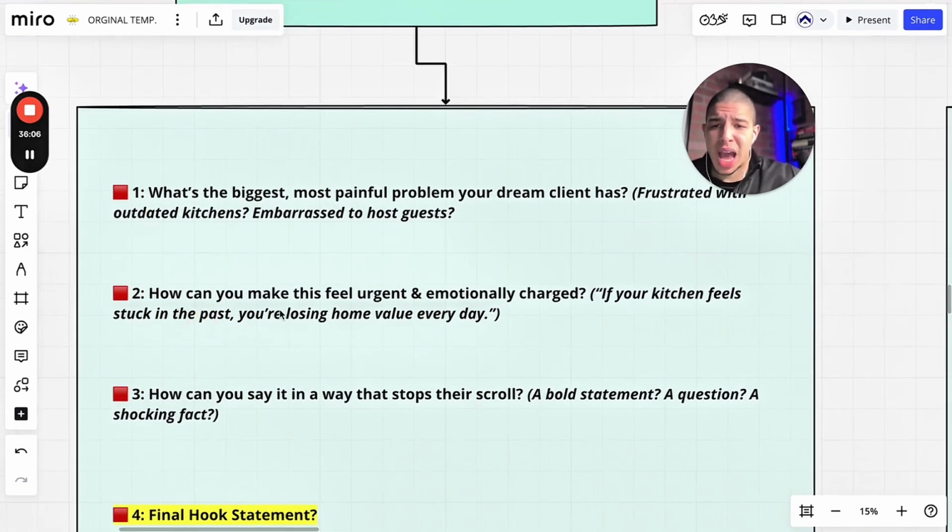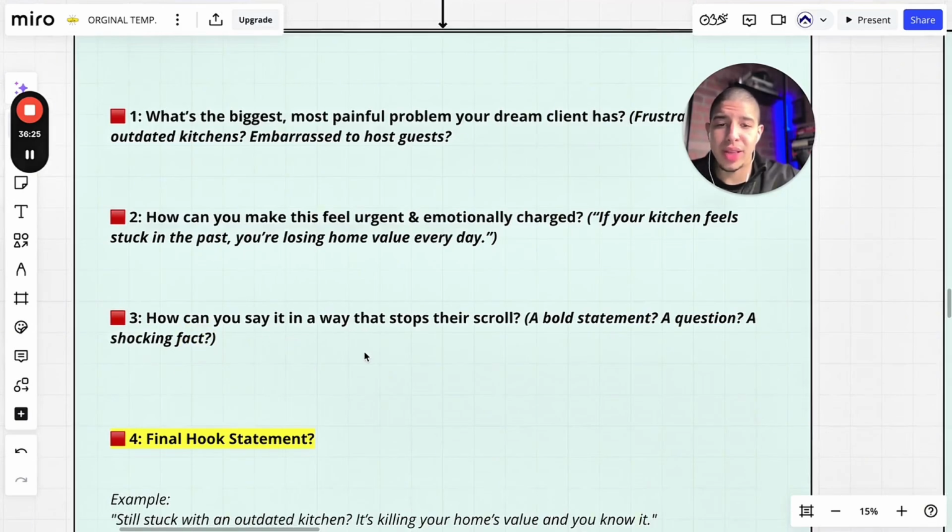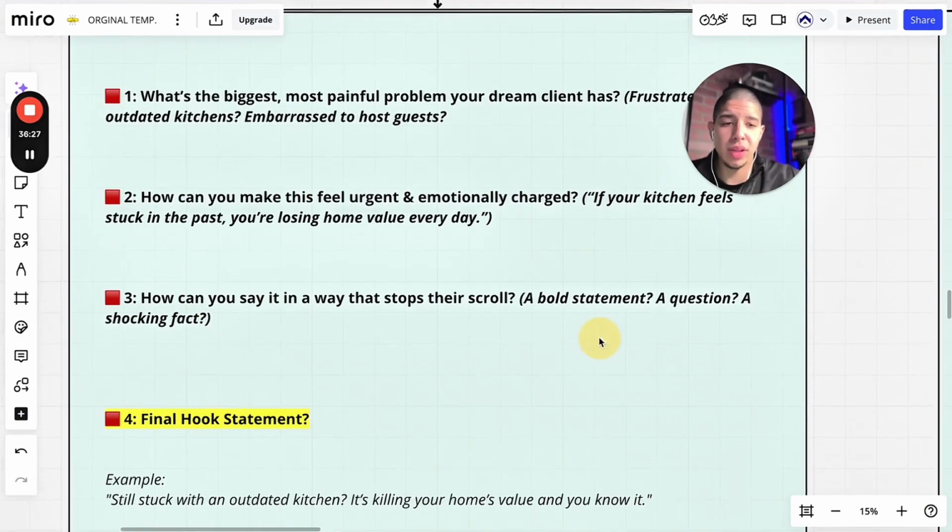Number 2, how can you make this feel urgent and emotionally charged, guys? I'm getting actively charged up as I'm talking about this because there's so much value. If your kitchen feels stuck in the past, you are losing home value every single day, right? How can you say it in a way that stops their scroll? A bold statement, a question, a shocking fact. Did you know that outdated kitchens lose 5% value on a year-to-year?